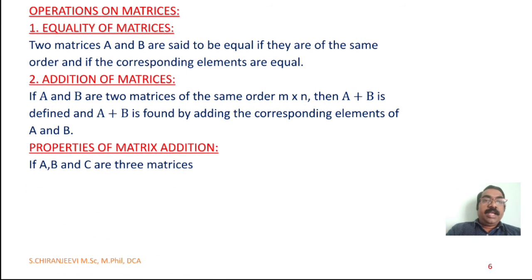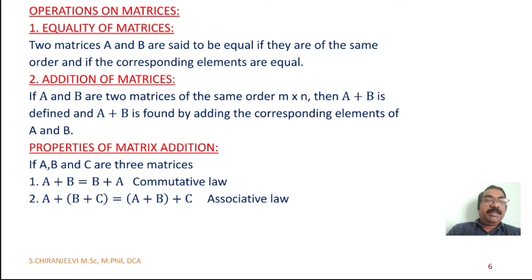Properties of matrix addition. If A, B, C are three matrices, first one, A plus B equal to B plus A, which we call the commutative law. Second one, A plus B plus C equal to A plus B plus C, with the second bracket and first bracket, we call it the associative law.